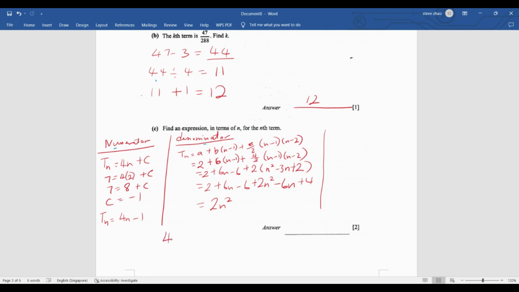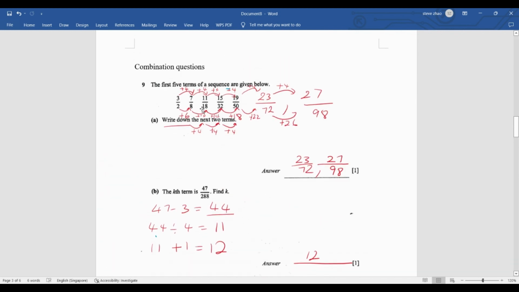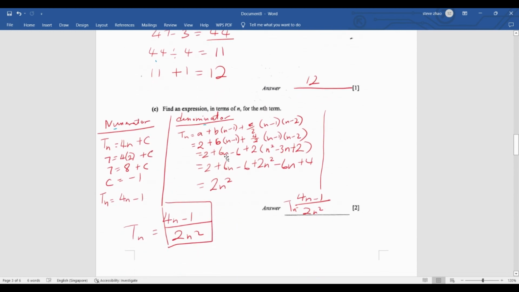My formula should be 4n minus 1 over 2n squared. This should be our formula. But of course, we put it to a test. But I'm very confident, so I just write it in first. Tn, because remember it's a formula. Now, let's just put it to the test. Let's take the third term. Our third term is 11 over 18. Just keep that in mind.